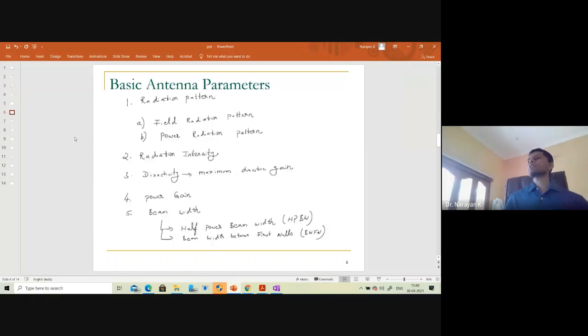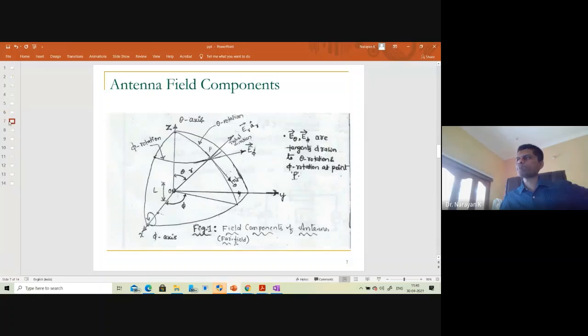So far we have studied what is antenna, basic antenna parameters, radiation pattern, field radiation pattern, radiation intensity, directivity, beam width, beam area. As you know, the antenna is represented by spherical coordinate system as shown in this figure. If any antenna is placed at the origin, if you want to find the field radiation pattern or the power radiation pattern at a distant point P from the origin, you need to find the Er, E theta and the radial components. So that is what we have understood.